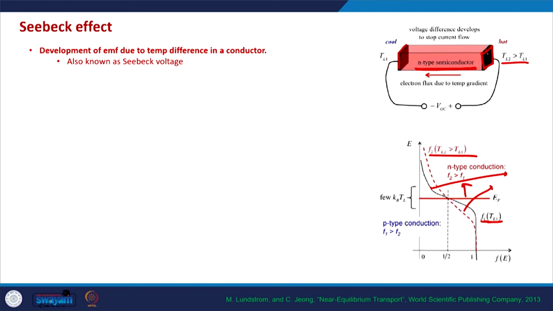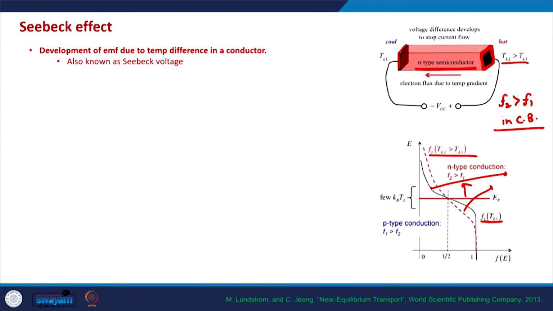So, F2 is greater than F1 in the conduction band. That means the probability of electrons being found close to the conduction band energies is more on the right contact, the hot contact, as compared to the left contact, the cold contact.